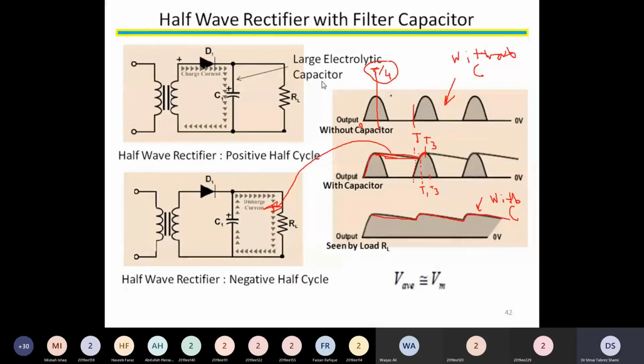Sorry to interrupt you, sir. But why do we always need an electrolytic capacitor? Can't we use a ceramic capacitor? They are easily chargeable and dischargeable. The problem with electrolytic ones is that they are capable of blowing up also.